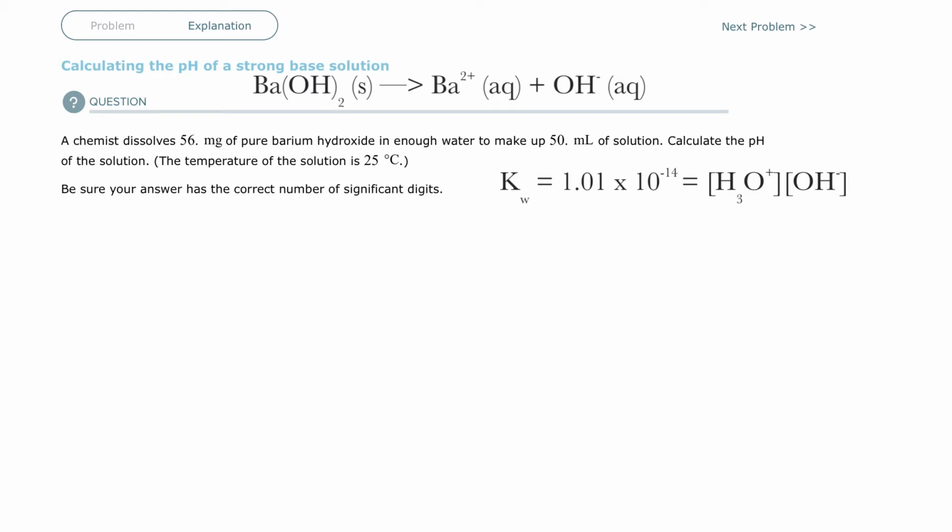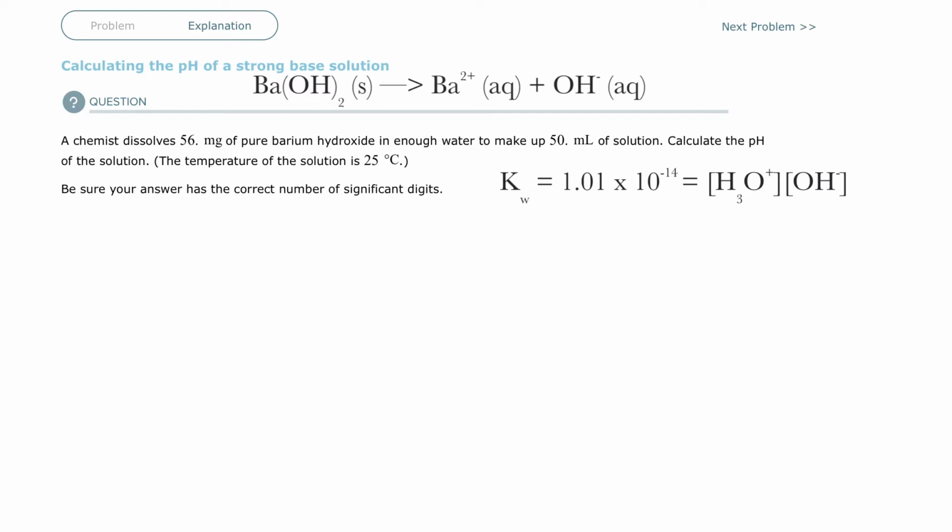Welcome back. This is an ALEKS training video on calculating the pH of a strong base solution. Strong bases are mostly hydroxides, either group 1 or group 2 hydroxides. And remember, strong means that when you put it in water, it completely dissociates. It breaks completely apart into positive and negative ions.